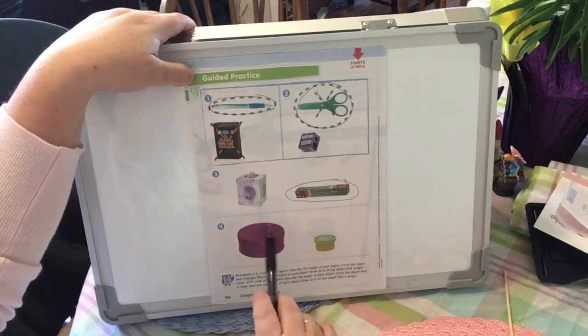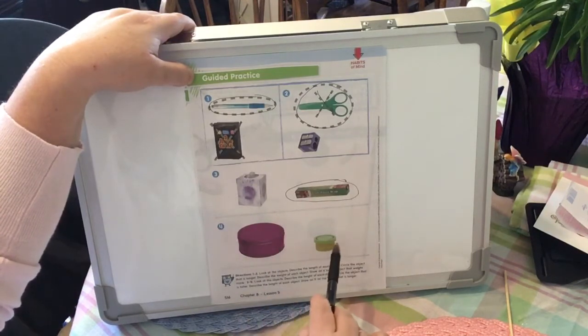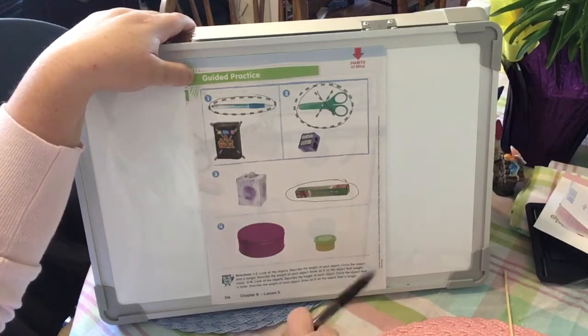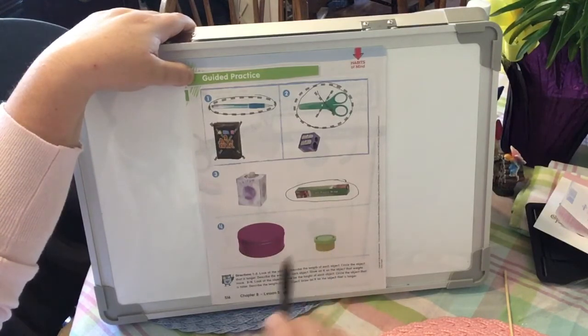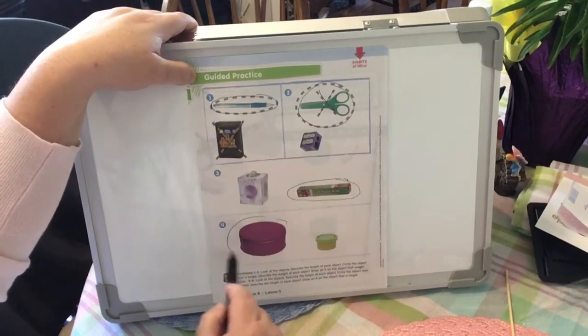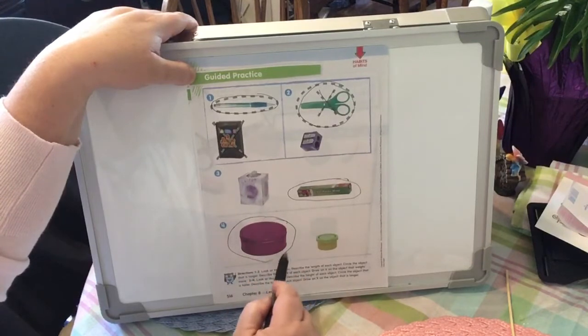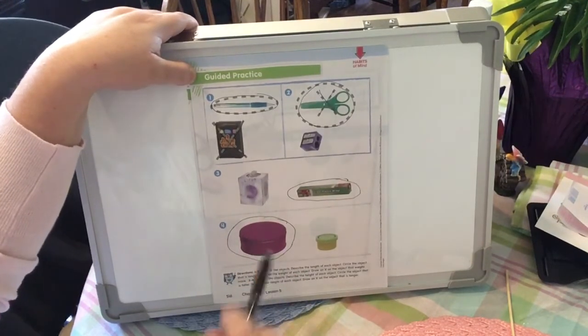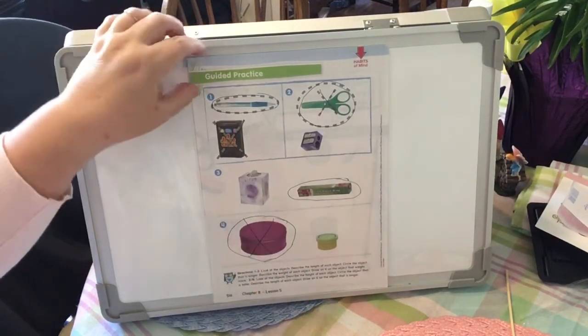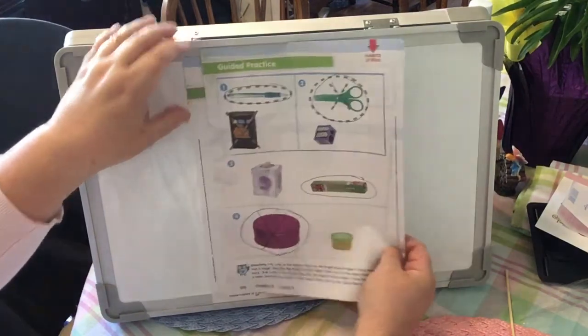Now look at these two containers. Here's a container that would hold cookies and things, and here's a small little plastic container that would hold maybe salad dressing or some type of dip. So which one's longer? Yep, this one's longer. And which one do you think would be heavier? You're right. Good job. Okay, so there's our practice pages.